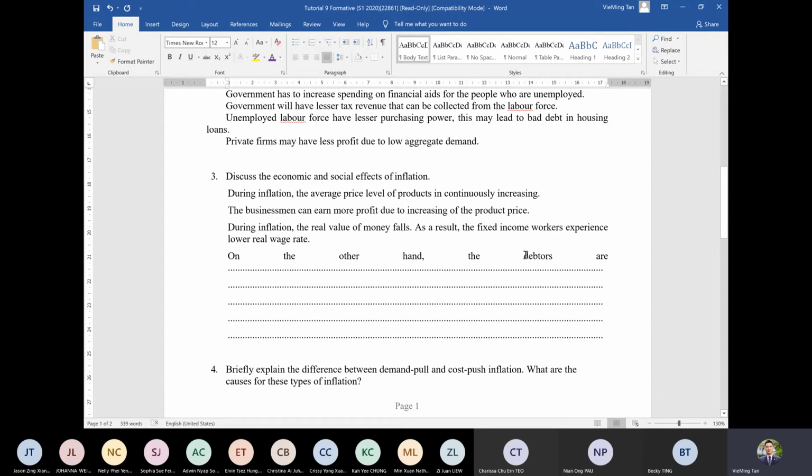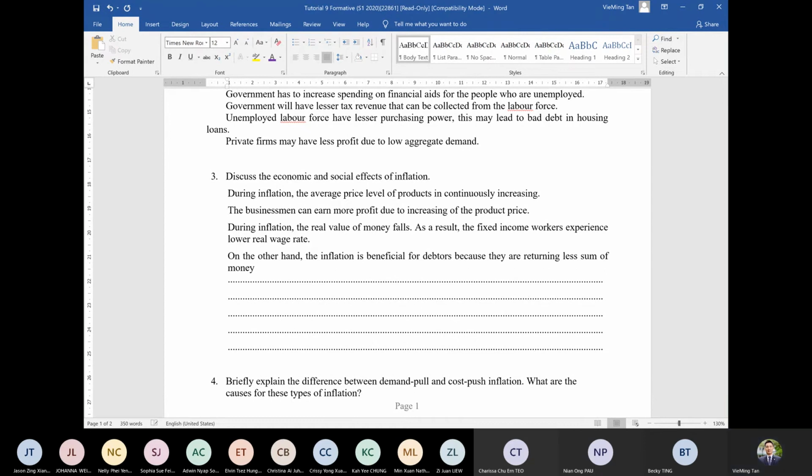And on the other hand, inflation is beneficial for debtors because they are returning a lesser sum of money in real terms to creditors.